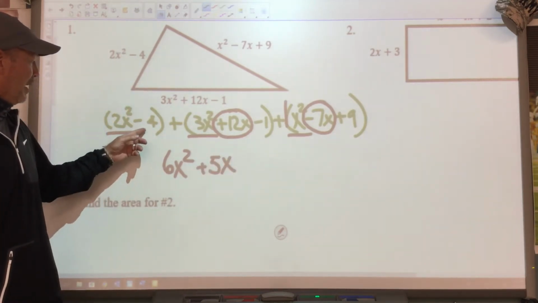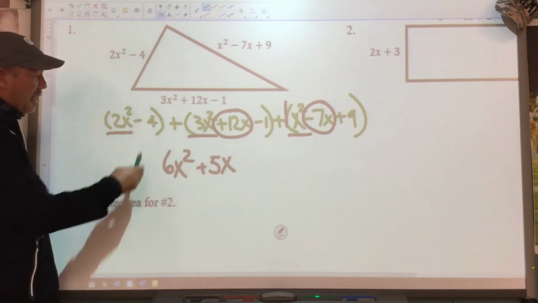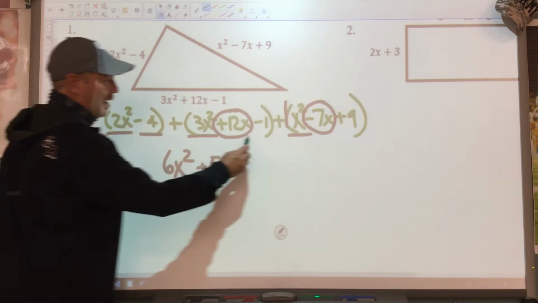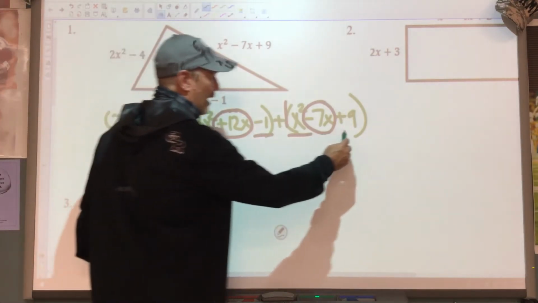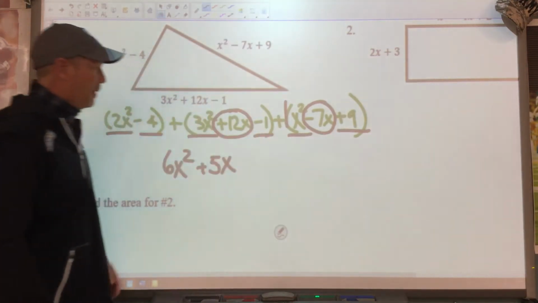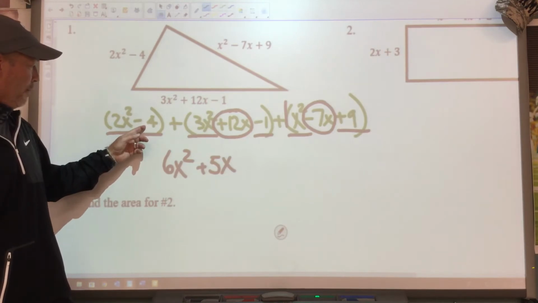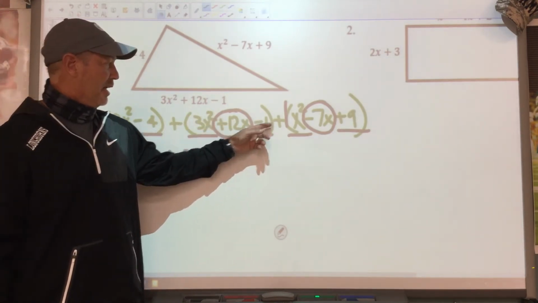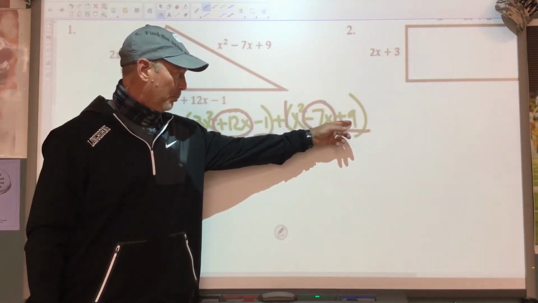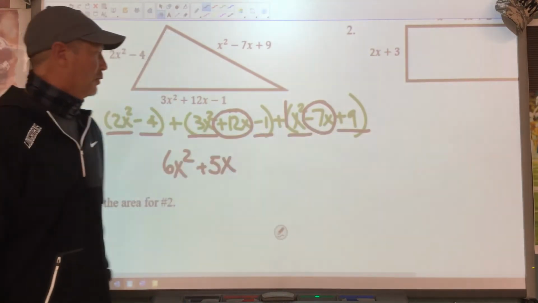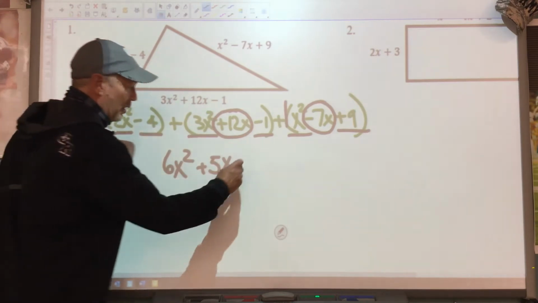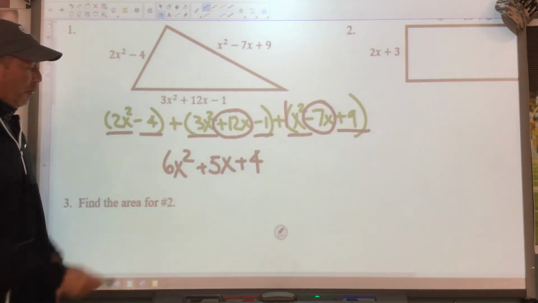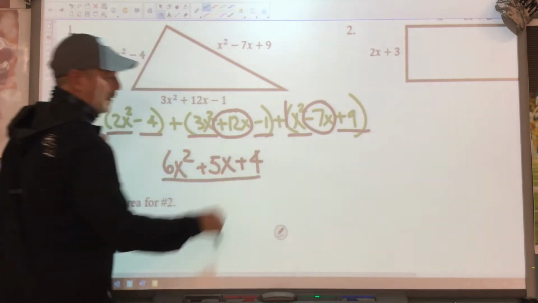Then we're going to combine our regular numbers, our constants. I have a negative 4. I have a negative 1. I have a positive 9. Negative 4 minus 1 is a negative 5. A negative 5 plus 9 is going to be a positive 4. That's going to be a total of positive 4. There is your perimeter right there.